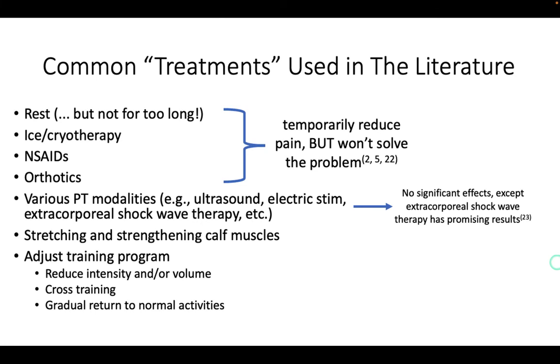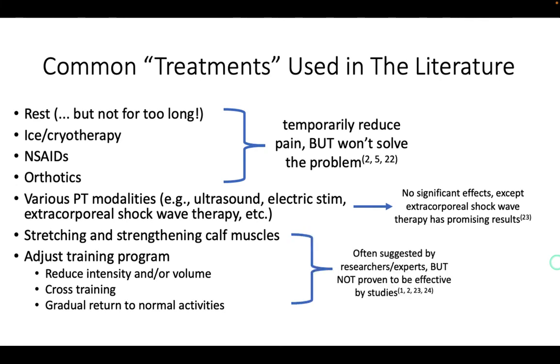And then another one being adjusting the training program, so reducing intensity or volume, cross training, gradual return to, but again, we want a nice gradual return to what their normal activity levels were. I will say though, this is just often suggested by researchers and experts when I was reading these papers, but I really could not find any studies showing that it did work. And if anything, more studies showing that they weren't effective methods.